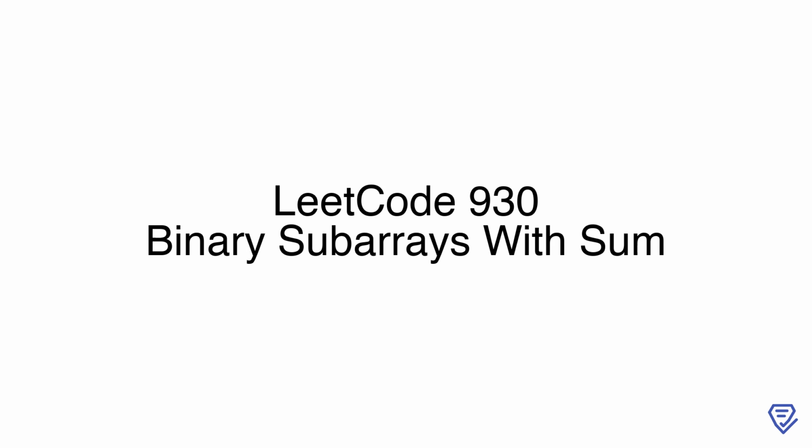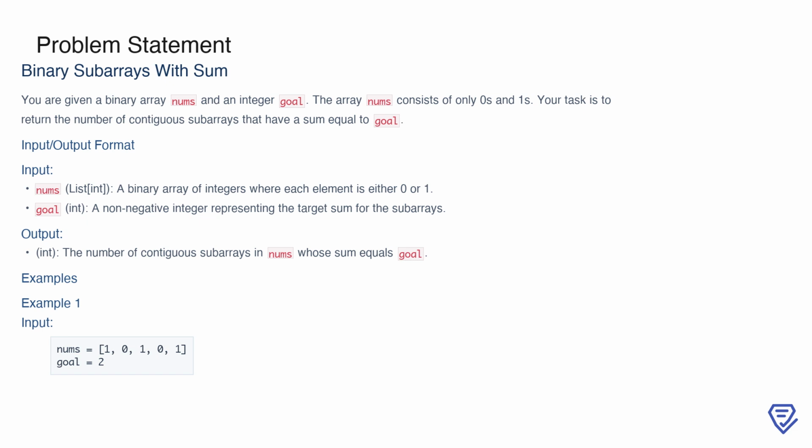Let's dive in. In this problem, we are working with a binary array called nums, which contains only zeros and ones. Additionally, we are given an integer goal. The goal is to determine how many contiguous subarrays within nums have a sum equal to this goal.